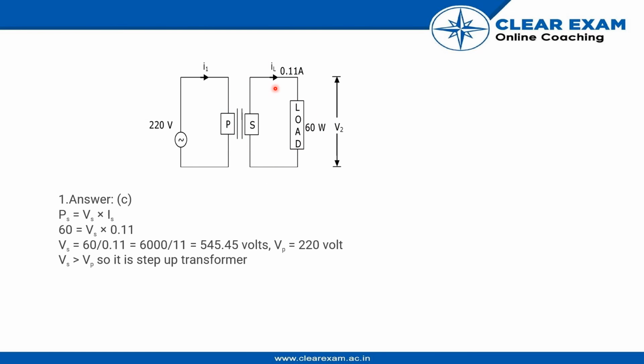So therefore, we have the voltage after going through the transformer as 545 volts, and the initial voltage as 220 volts. So since the latter voltage is greater than the former, we have a step up transformer over here.